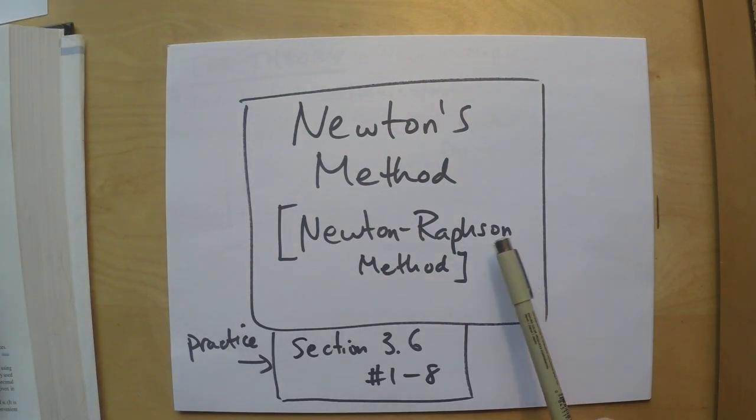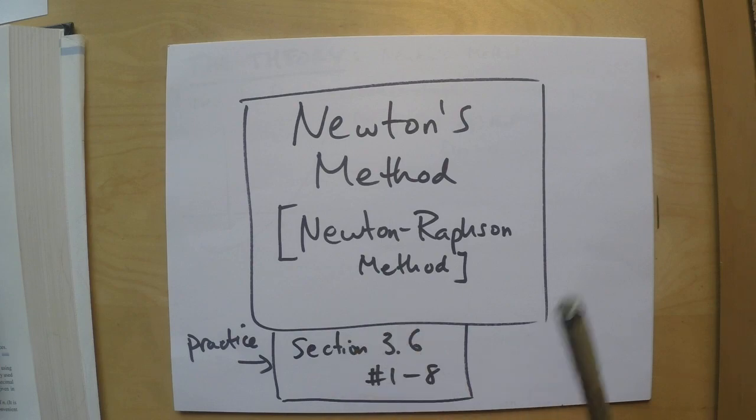Today's lesson is Newton's method, which is the one section that we didn't do out of chapters 3 and 4 before the break. So this is 3.6. Practice would be 1 to 8.